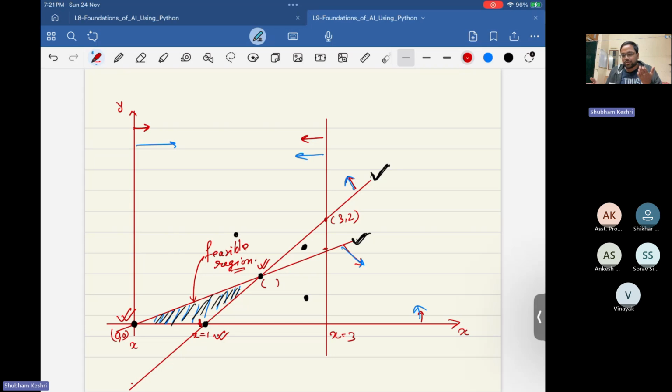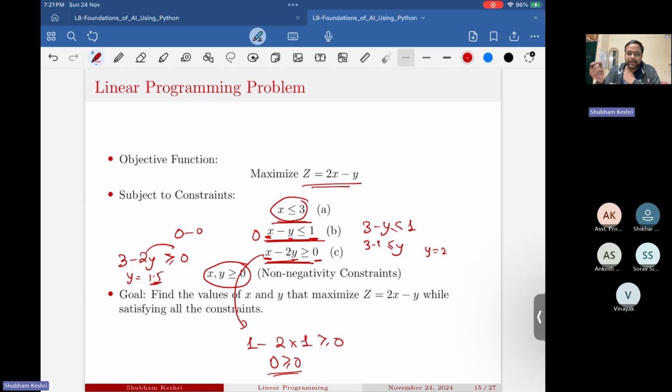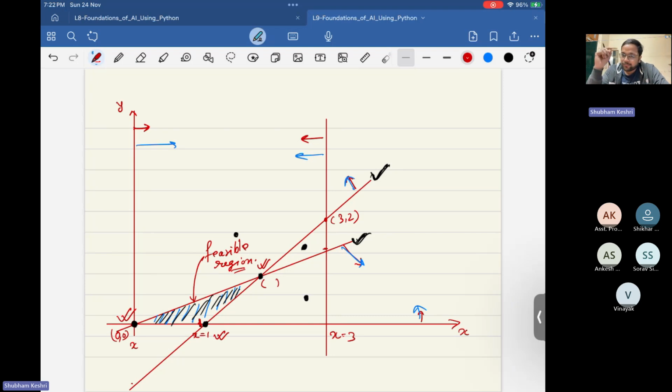To solve this problem, you just take these 3 points and plug them into the objective function. Whichever point gives the maximum objective function value will be the solution to this problem. So you have just 3 points, and you plug them into this objective function. Is that all right? So this property, that the optimal solution is at one of the corner points, is the key to solving linear programming problems. This is very, very important.